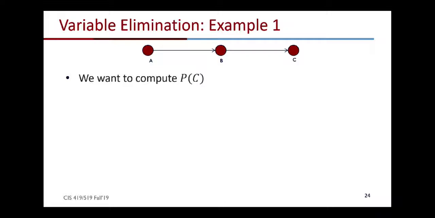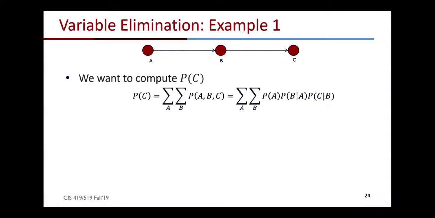So let's take a simple example. Here is my BayesNet. It's the same BayesNet that I showed at the beginning with X, Y, and Z. Now it's A, B, and C. I want to compute the probability of P of C. I can write it in general this way: I'm summing over A and B, marginalizing A and B by summing over A and B, P of ABC, and then I'm factoring.